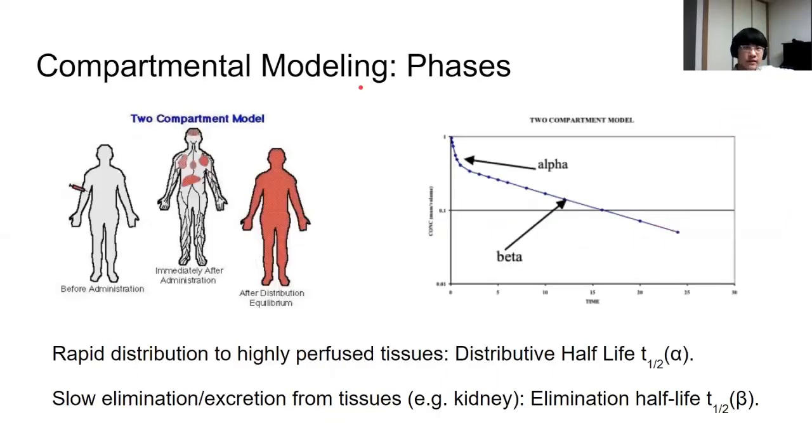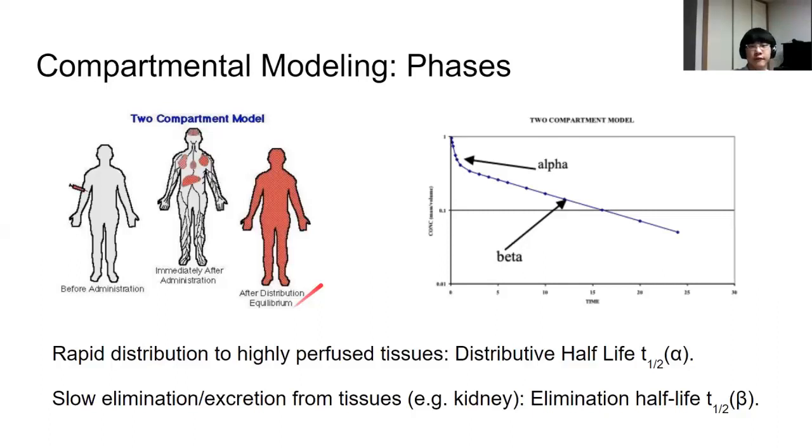the phases have something called compartmental modeling. So usually we use something called a two-compartment model. So basically, before administration, the drug is not present, then the drug is in the body, or specifically in the organs, immediately after the administration, and then the drug inside our body after getting into distribution equilibrium, which means that the excretion and the absorption are at equilibrium.